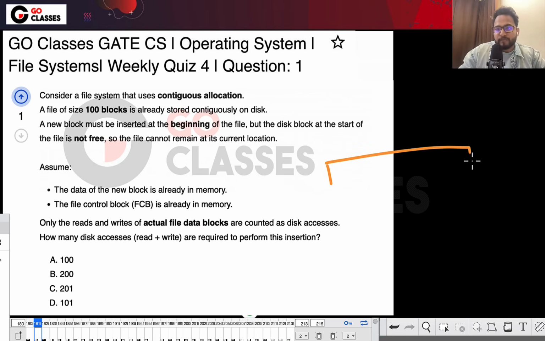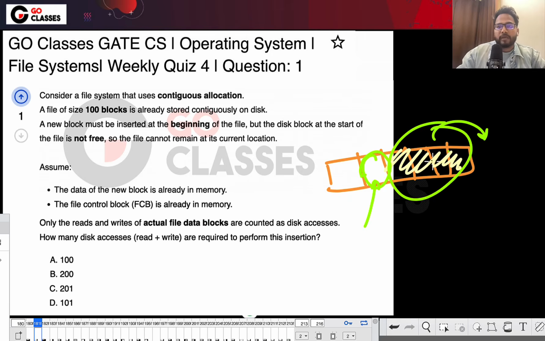So if this is the disk, then there are 100 blocks already occupied by the file, and they want to insert something at the beginning. But this beginning is not free, so obviously you have to move all of this here. The file cannot remain on its current location; you have to move it somewhere. You can assume that you are just shifting it.